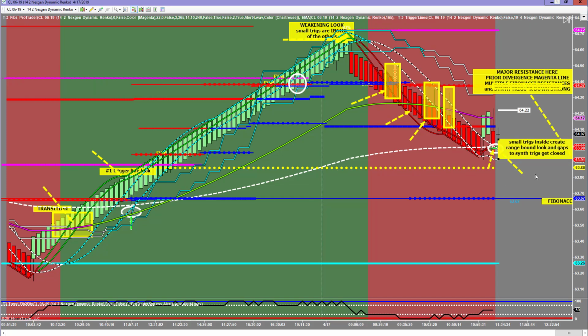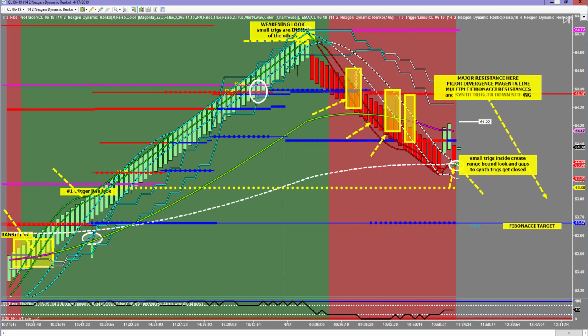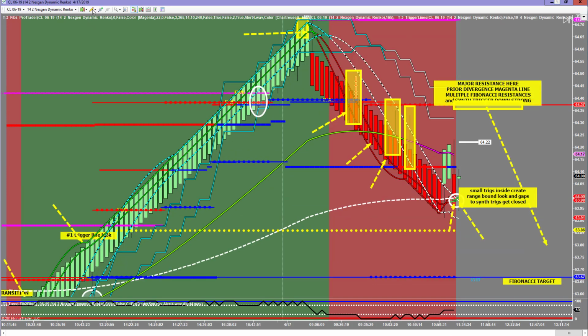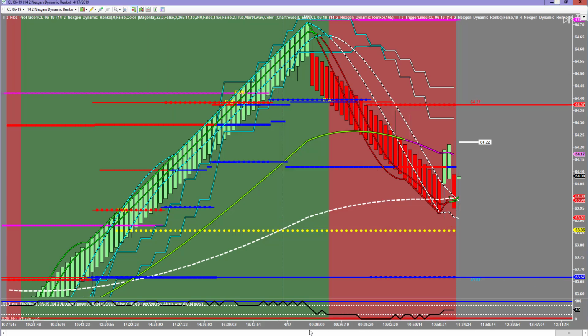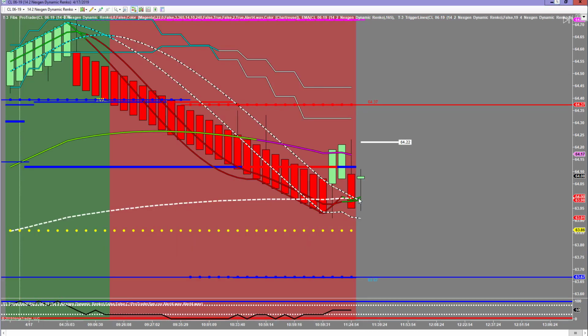now we have a mismatch. Sure, we could still go down, but we have a mismatch of our trigger lines. We don't have that triple trigger line strength to the upside or downside. And when we don't have that, usually it's range bound, and usually the edges, the lower edge or the top edge, went out.